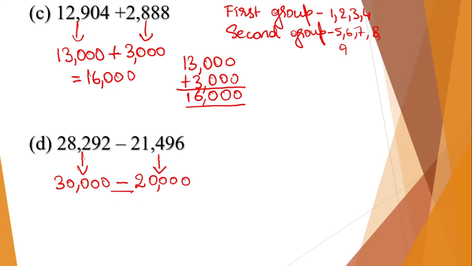Now the operation is subtract here, so we will subtract the numbers. Now 30,000 minus 20,000 we should do.